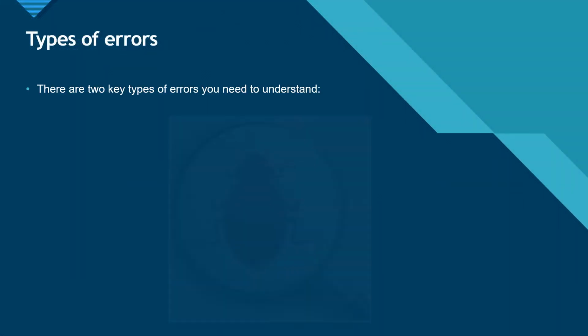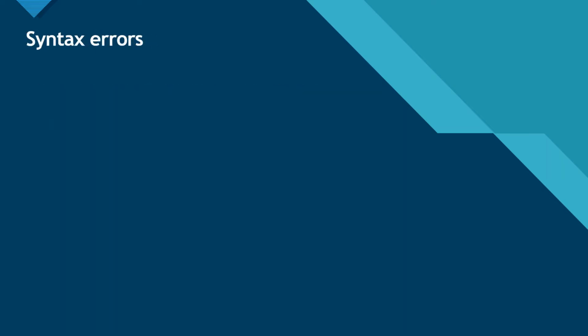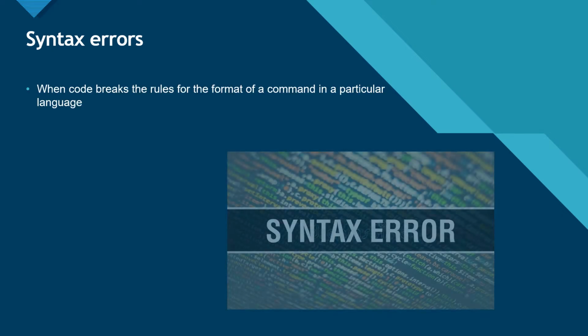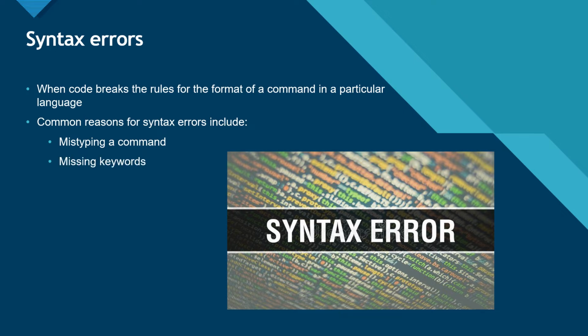Programming errors can be split into two key types: syntax errors and logic errors. Syntax errors are when your code breaks the rules of the format for a particular language. Some common reasons this might occur include mistyping a command, missing out keywords from a command, having hanging brackets, that is where you open one but forget to close it, or missing out parameters when you're trying to call a subroutine.